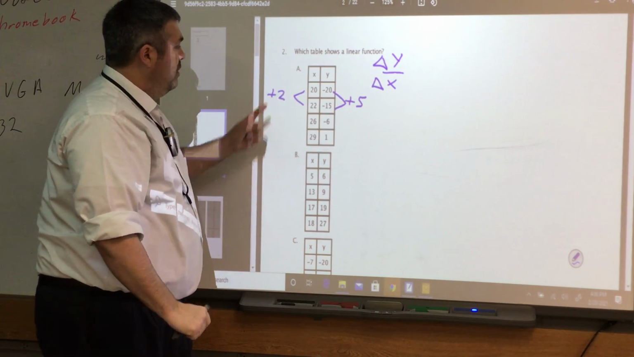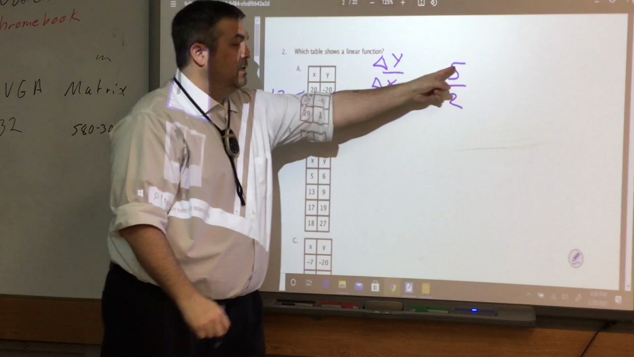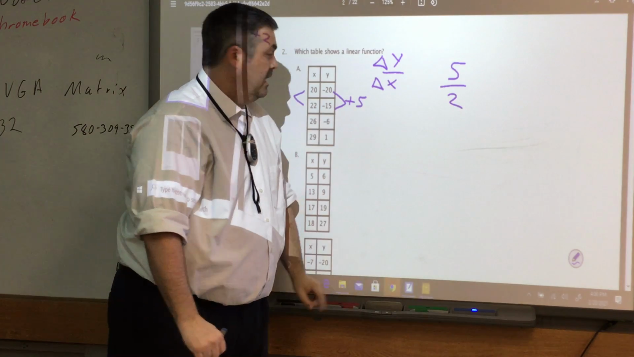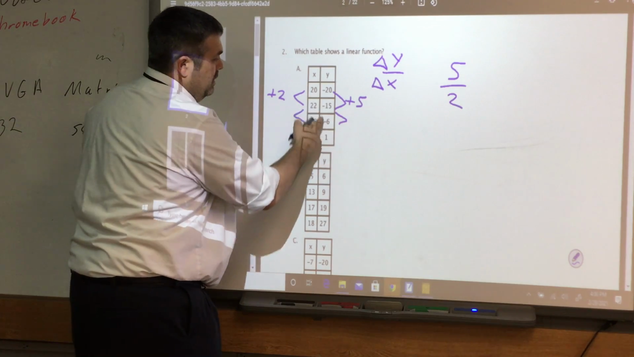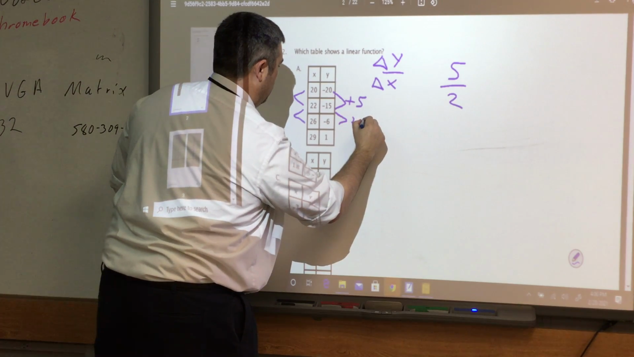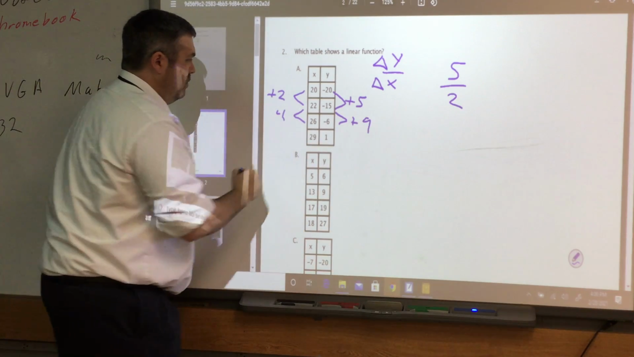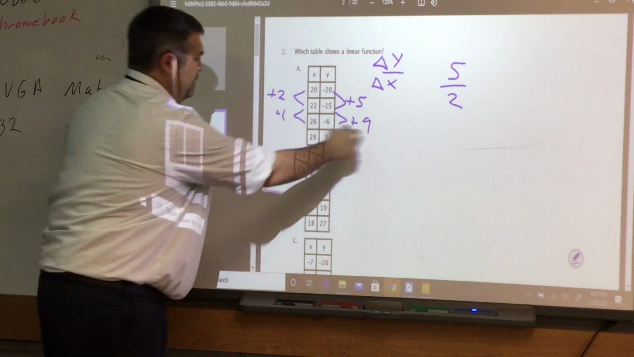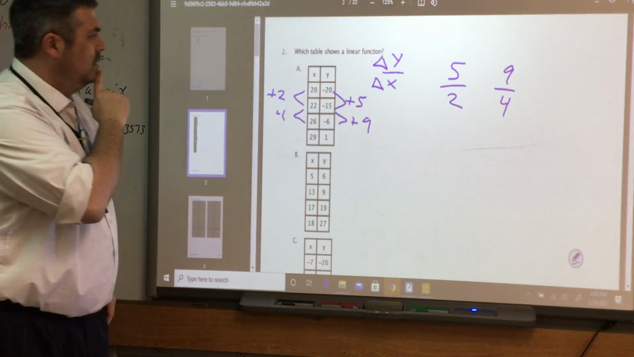So I'm going to take this 5 over 2. That's the change in the y's over the change in the x's. That's what we're looking at here. Okay? Well, then we're going to go here. Well, here is plus 9 and plus 4. Yeah, plus 9 and plus 4. Well, if I put this as 9 over 4, does that work?